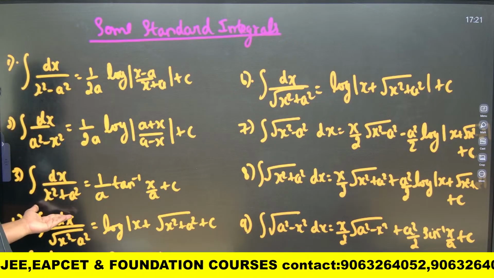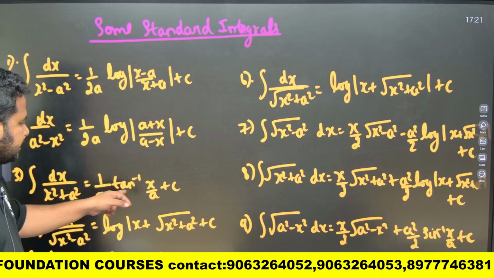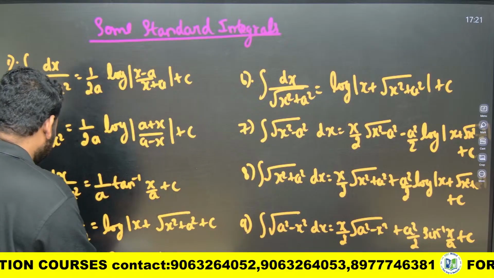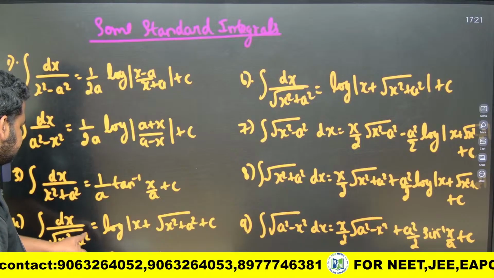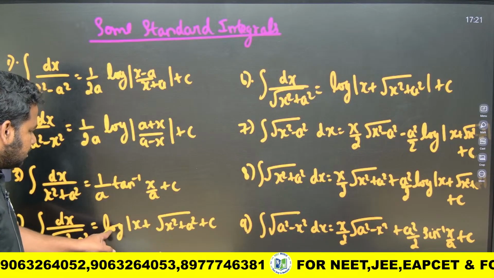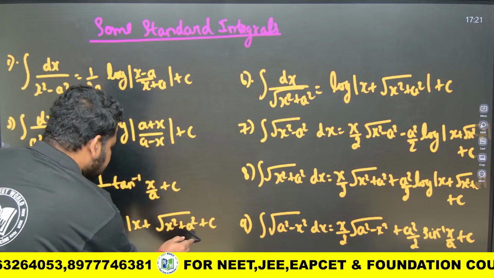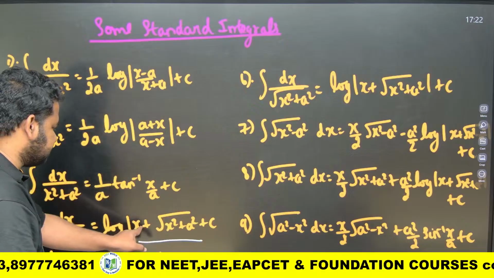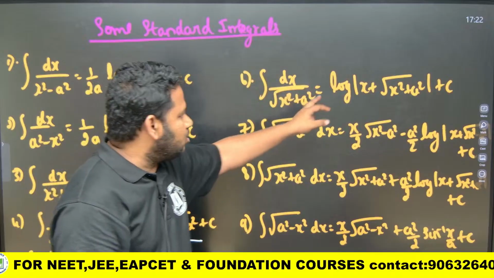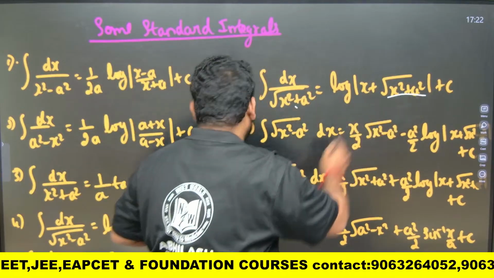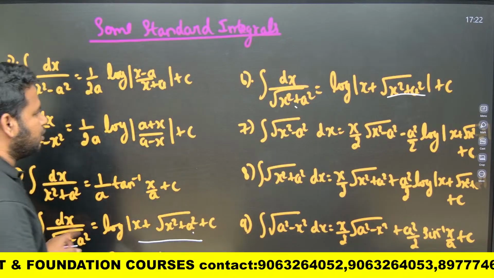1 by x square plus a square, this we have used multiple times in inverse trigonometry also: 1 by a times tan inverse of x by a plus c. Now when it comes to 1 by square root of x square minus a square, it is log of x plus square root of x square minus a square plus c. Again, if it is x square plus a square, same thing, log of x plus square root of x square plus a square plus c. Here it is x square minus a square that comes under the root. That's it.